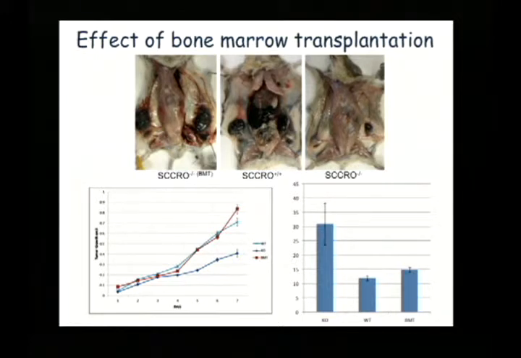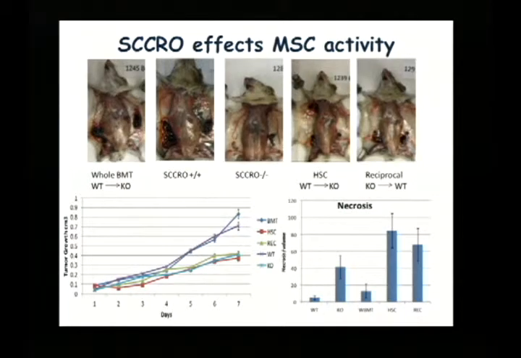The amount of necrosis was about the same as a wild type, whereas the knockout had much more necrosis, and the tumor growth rate was clearly rescued in these animals. So by not changing anything but the bone marrow cells in these mice, we were able to rescue the growth of these tumors, and the metastatic phenotype and everything else also followed suit.